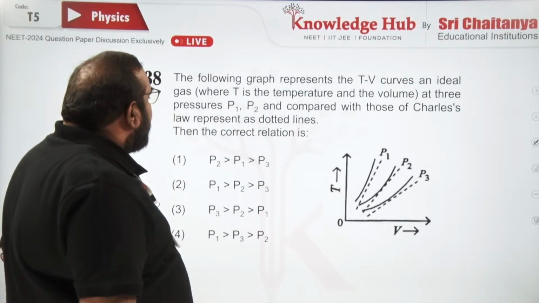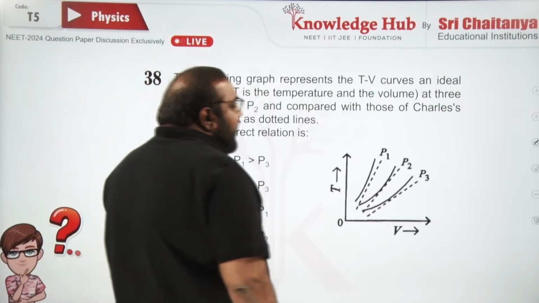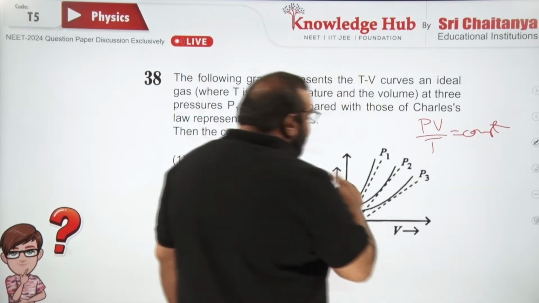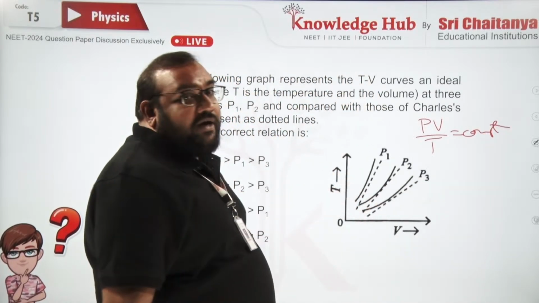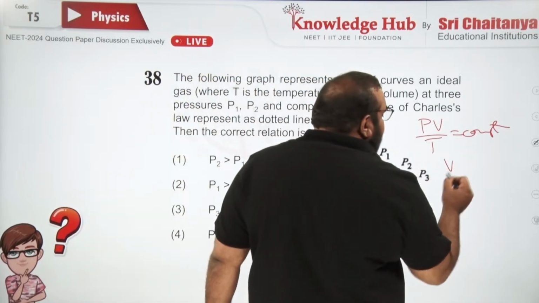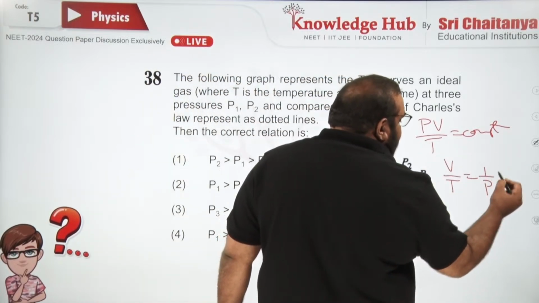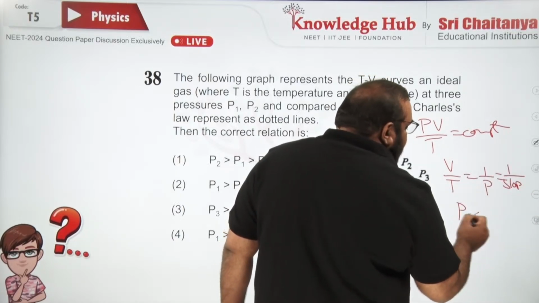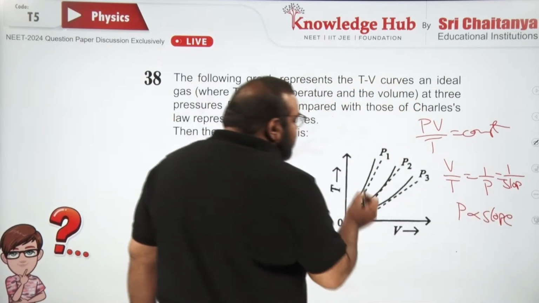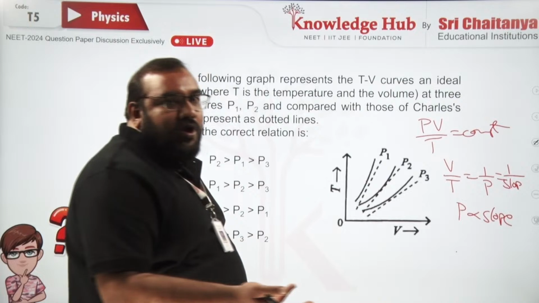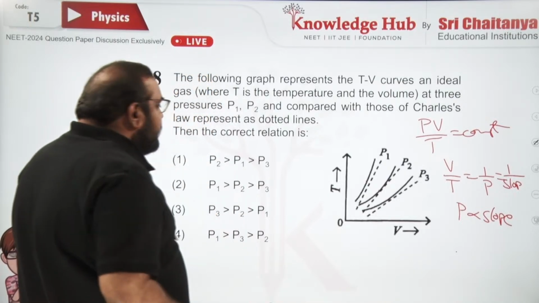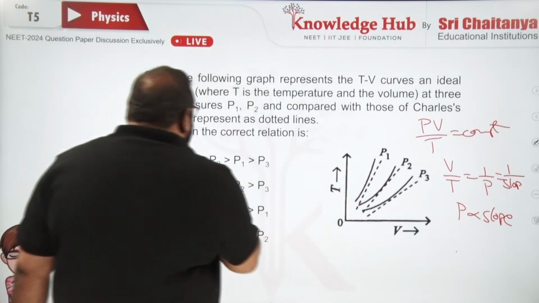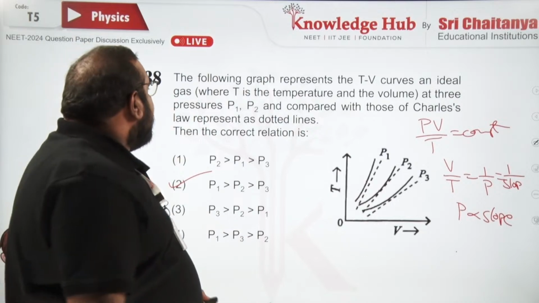Let us discuss the 38th question. The following graph represents a TV curves and is asking about the pressures. First, if you consider the ideal gas equation, PV by T is constant. From that, what could we say? From the graph, V by T is nothing but the slope. So I could say V by T is 1 upon P, which is nothing but 1 upon slope. Means pressure is proportional to slope here. Out of the three graphs, if you observe a point, whichever has the higher slope obviously has more pressure. So observe these, out of P1, P2, P3, which one has more pressure? More slope is for P1. So we can say P1 is greater than P2 is greater than P3. Let us go for the 39th question.